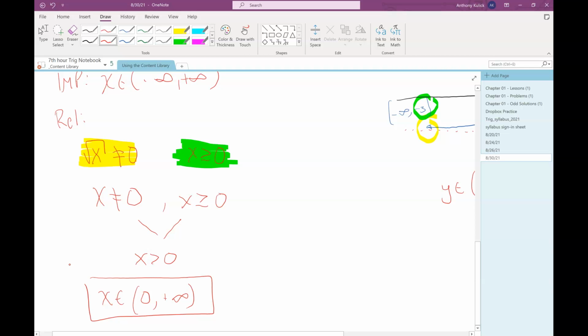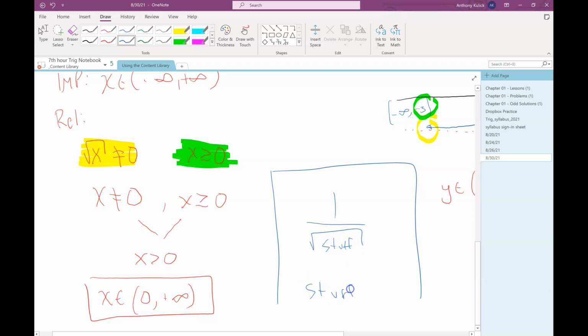In general, Jeremy, if you have something like 1 over square root of stuff, instead of treating that as two separate things, you can just say stuff is greater than 0, rather than greater than or equal to 0, and then not equal to 0. If it's something set up like that, you can just go straight to the greater than 0. Is that okay? Everybody else?